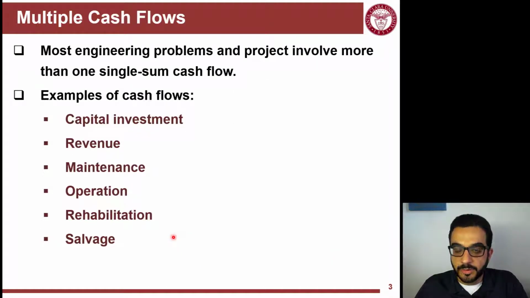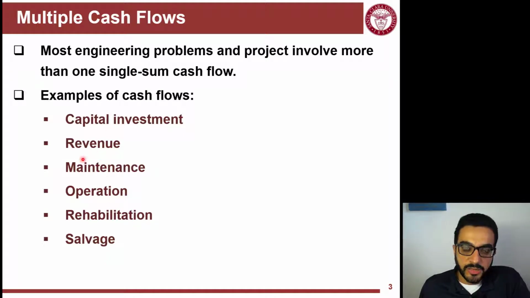But the thing here is projects don't usually have just a single sum cash flow. Their cash flow will include multiple cash flows, or multiple sums, that happen through the life of the project. And these are just examples of these flows of cash.